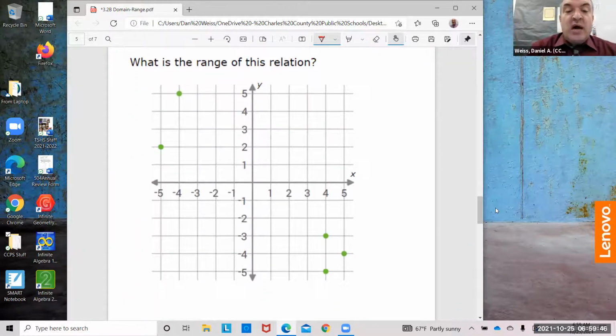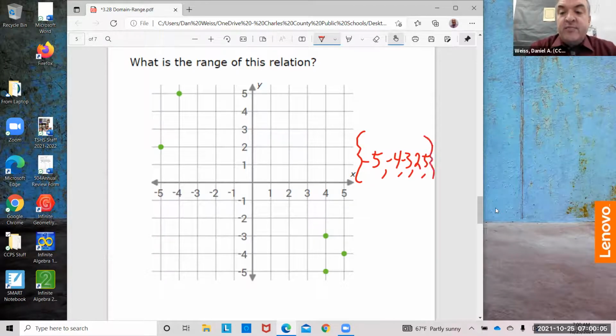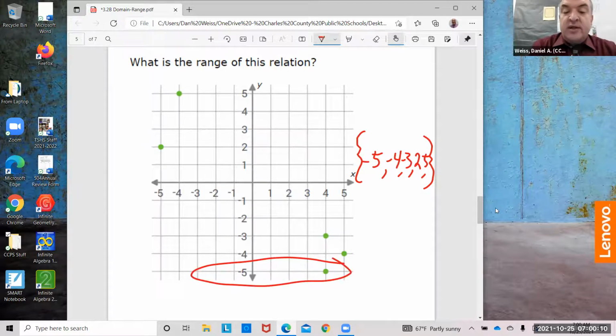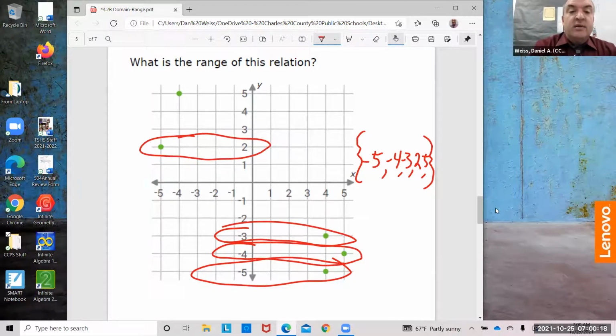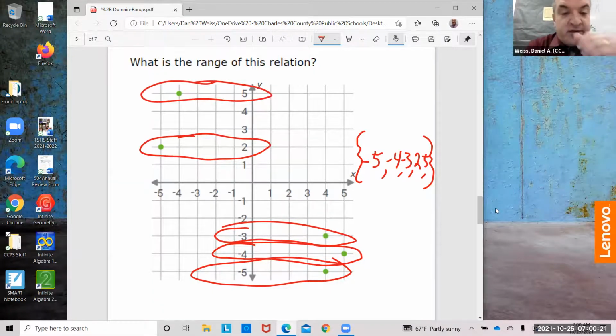What's the range? Those are the y values. Can you say it before I write it? -5, -4, -3, 2, 5. Why? Because there's a point there. There's a point here. There's a point here. There's a point here. There's a point here. The y values is the range.